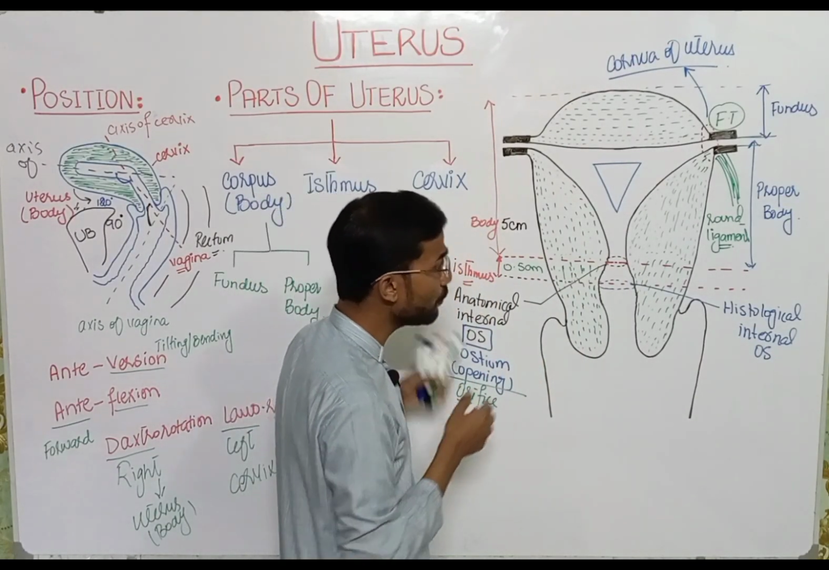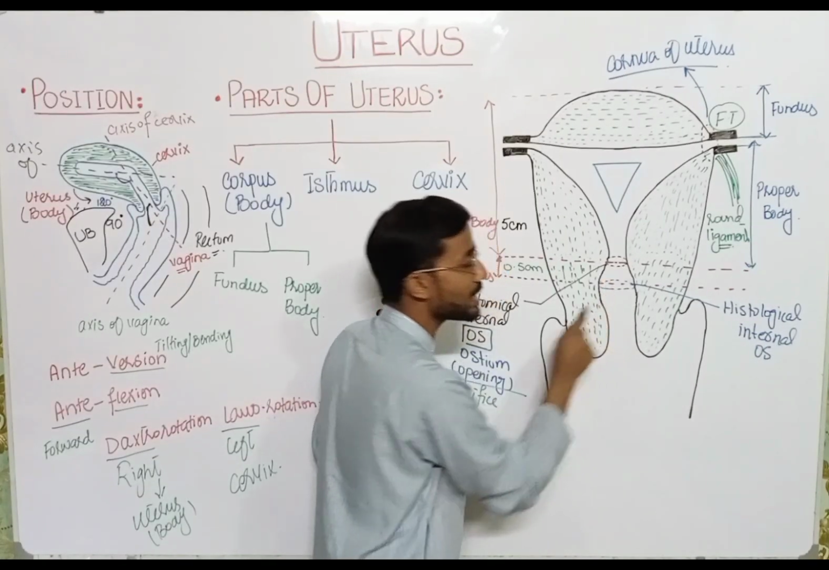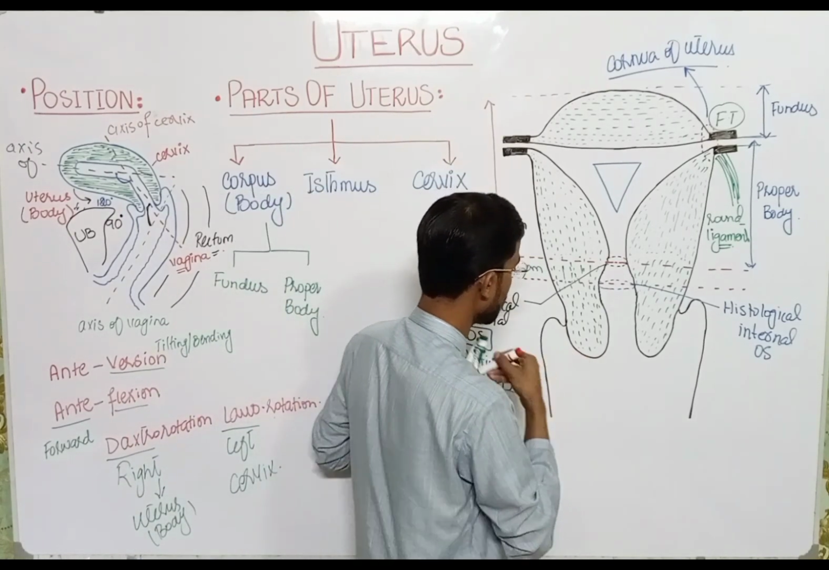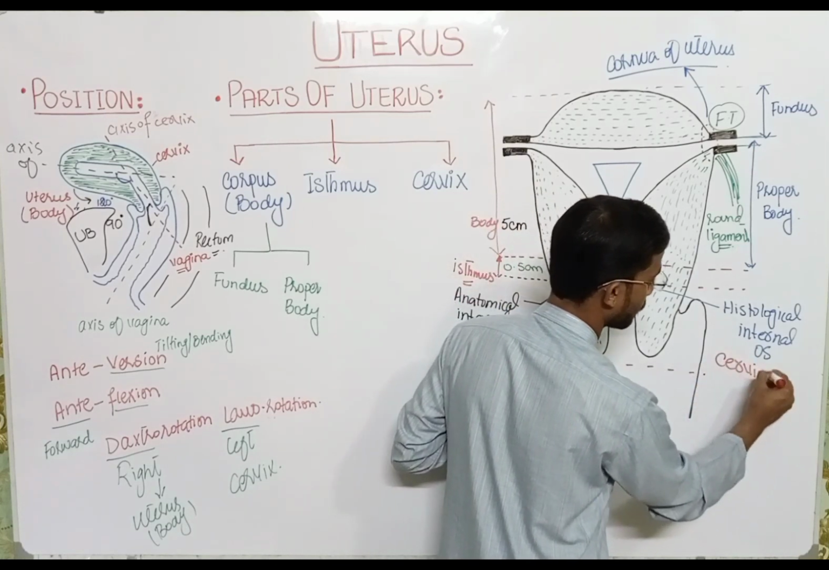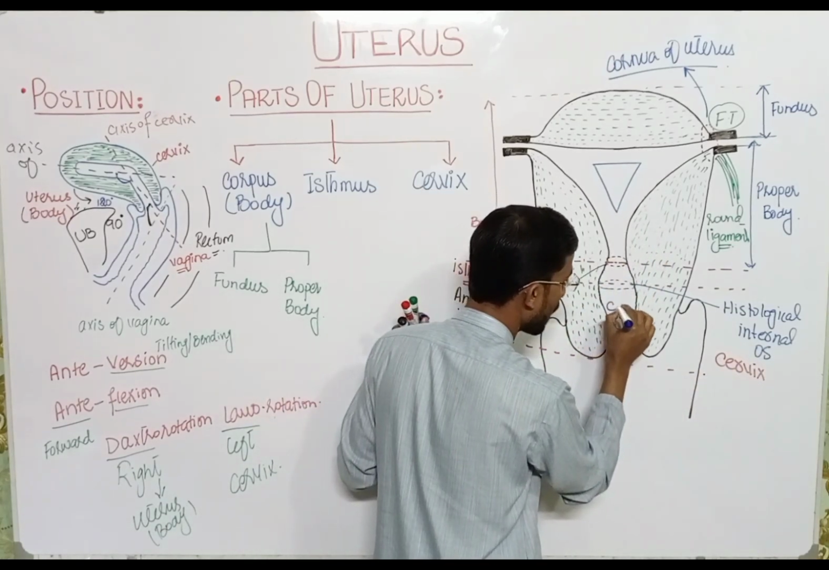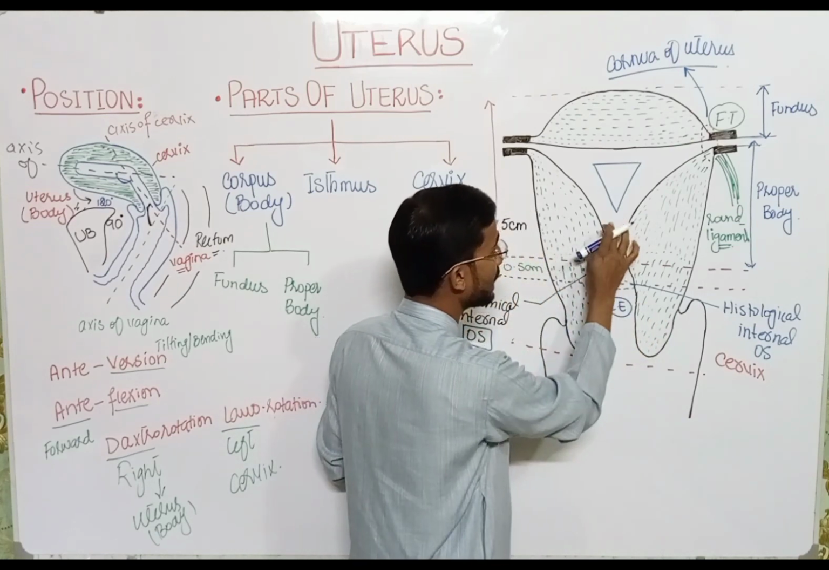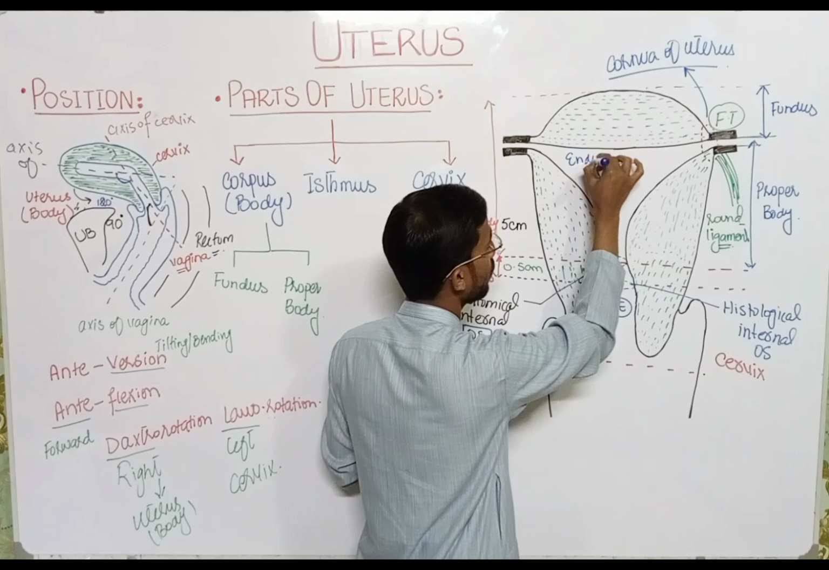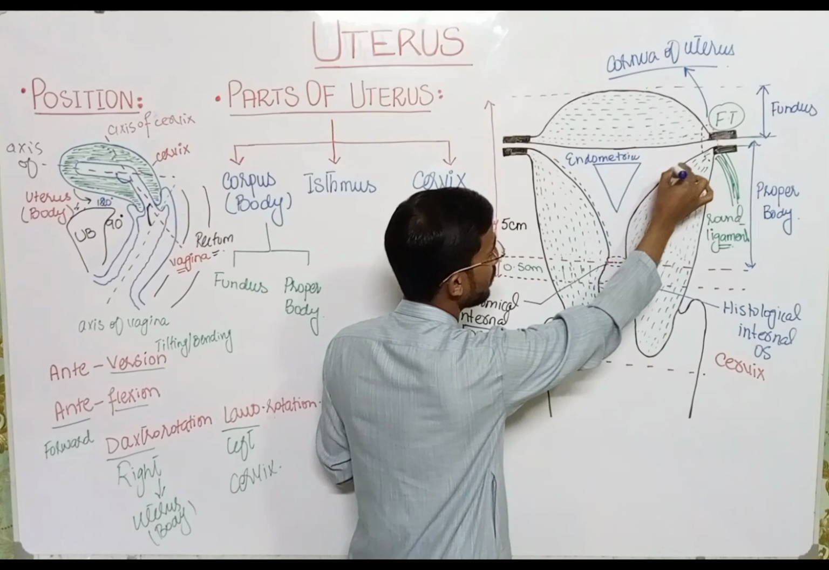Now if we see the next part, that is the cervix. In the cervix we see the columnar epithelium. So if we see the third part, the third part is actually the cervix. So in the cervix we see the columnar epithelium present. And in the body of the uterus we see the endometrium. Endometrium is actually present in the body.